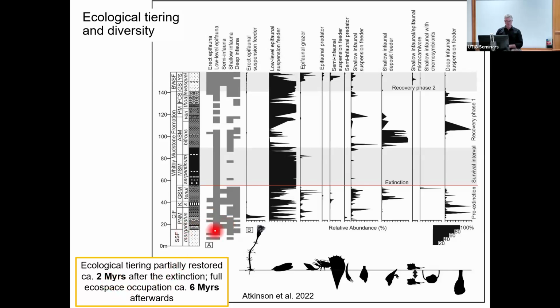And the significance of this is that although we get some ecological tiering being partially restored about 2 million years after the extinction, this full ecospace recovery up here at the top of the Toarcian is something in the order of 6 million years after the extinction event. That's a very long period of time.